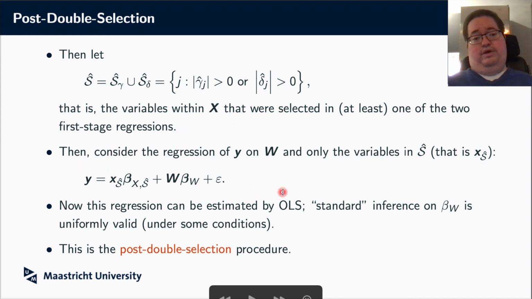And now the cool thing is, this you can just do with least squares. And not only that, you can also do inference just based on least squares. So you do standard least squares, standard errors can be used, and you can construct hypothesis tests and confidence intervals in the usual way. And this is valid. Well, and this is all there is to the post-double selection procedure. So it's quite funny that in a way we found an extremely simple solution to a very difficult problem.